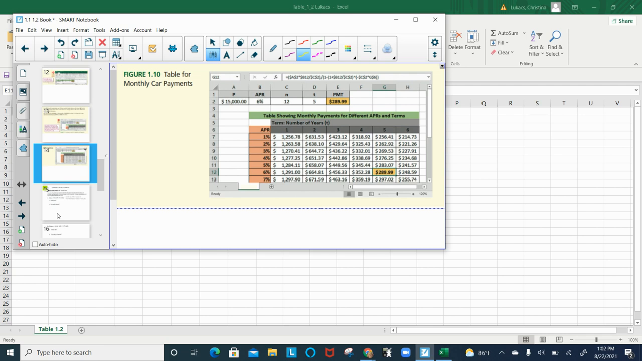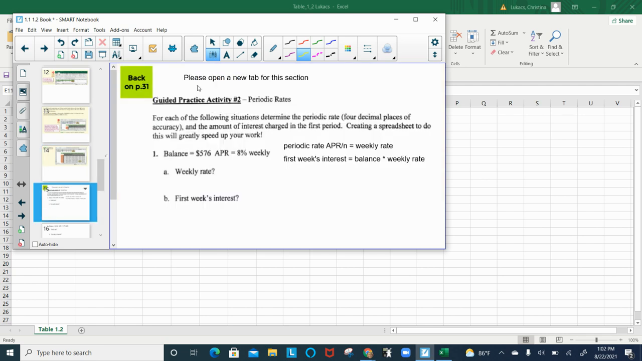And when we come back, we're going to open up a new tab in that same sheet. So whether you're in Google Sheets or whether you're in Microsoft Excel, we want a new tab, and you can rename it Activity 2 or whatever you want to name it, just so that you know we're moving on to a different example. Okay? Thank you very much.